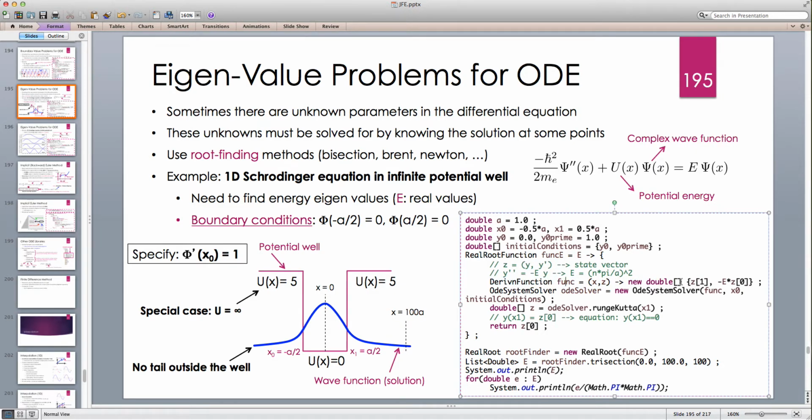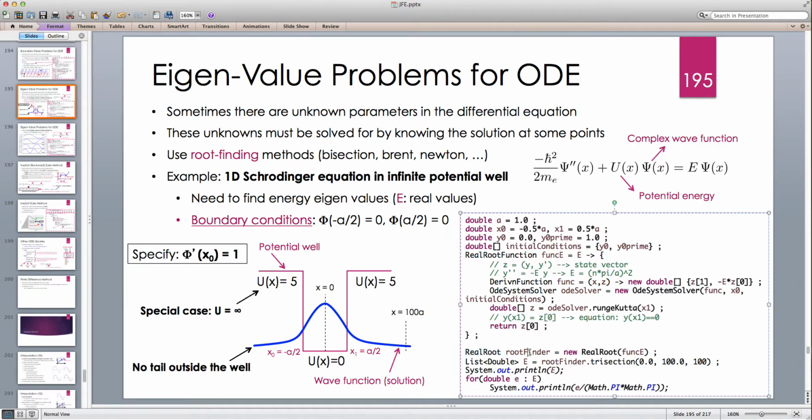We define the function func with x and z, returning a new double array: z0 is y, so z0 prime is z1, which is y prime, and z1 prime is y double prime, which is minus E times z0, minus E times y. And then the ODE system solver: we pass in the function, the initial condition for x, and the initial conditions for y0 and y0 prime. Then we look at the solution at x equals x1, which is 0.5a. So we solve from x0, which is minus 0.5a, to x1, which is plus 0.5a, using Runge-Kutta. The equation that we're trying to enforce is that the solution at x1 must become 0. When we invoke this method at one particular point, x1, it gives us an array of two values, y at x1 and y prime at x1, right? So z0 is the value of the function y, and we return z0.